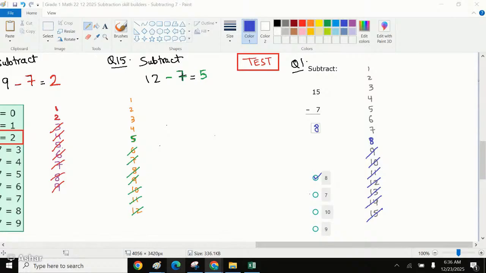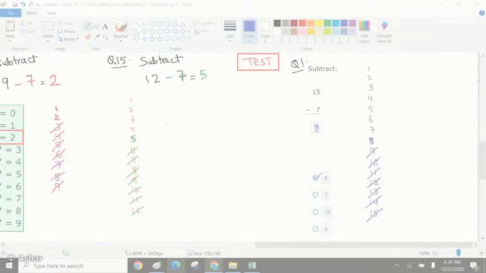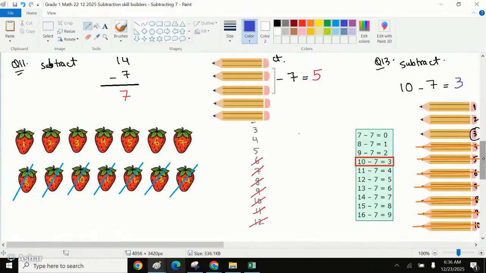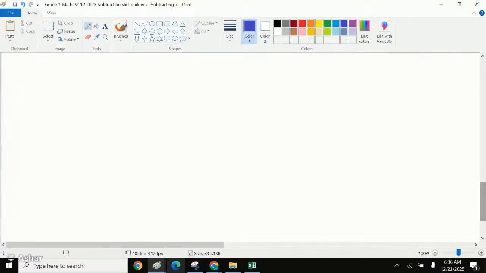Okay, the question number 2 we have is, let's copy the question number 2 and let's move with this. The question number 2 from the test is, I'll write it down here. It says subtract 9 minus 7, right? So the easiest way is writing down the numbers.